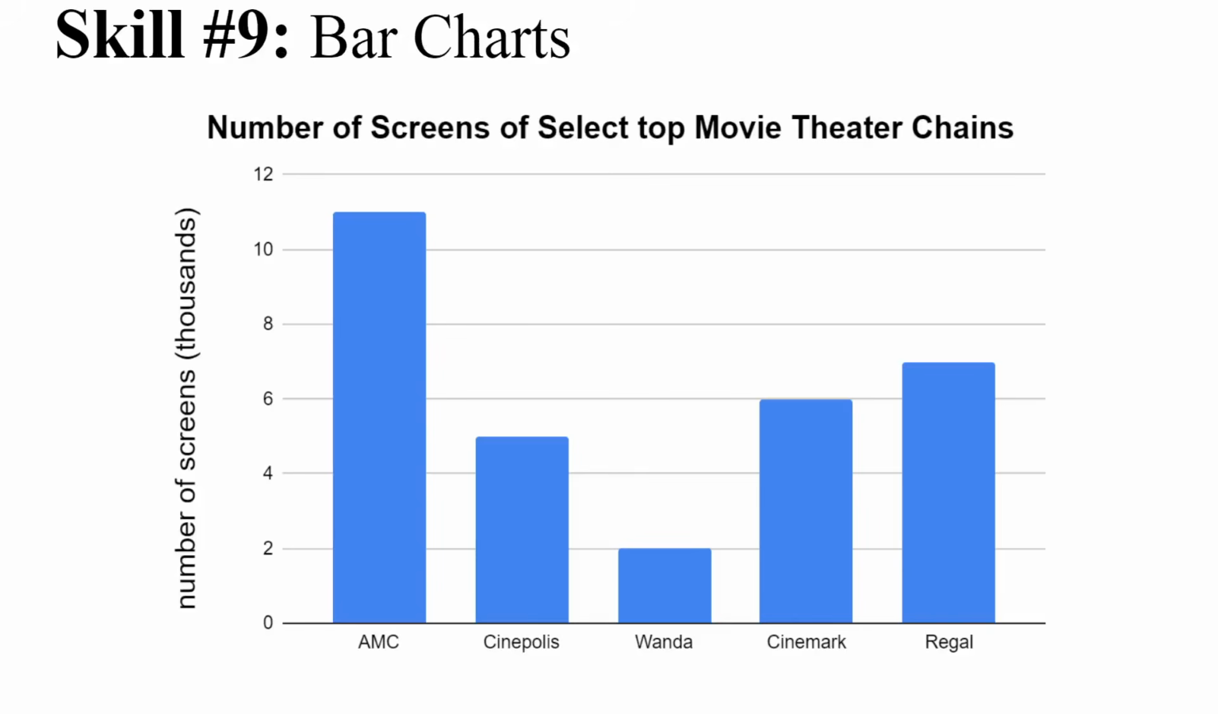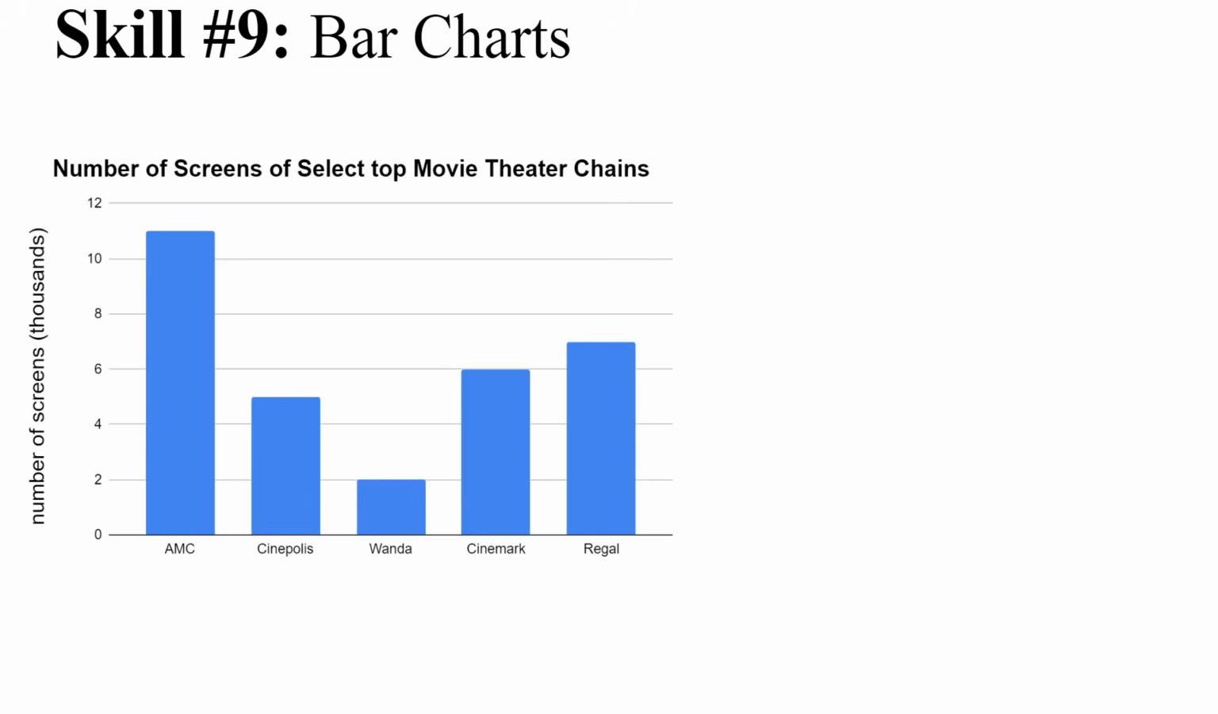Okay, so look at this. I made this graph from real data I found online. It's about movie theater chains and how many screens they have. So I'm just going to write it down as a list before I answer the question at all. I feel like that's helpful. So 11, 5, 2, 6, 7. Hopefully you're kind of noticing these are not in order.